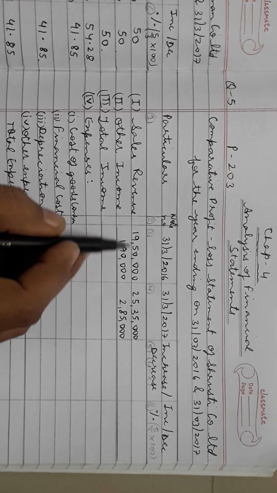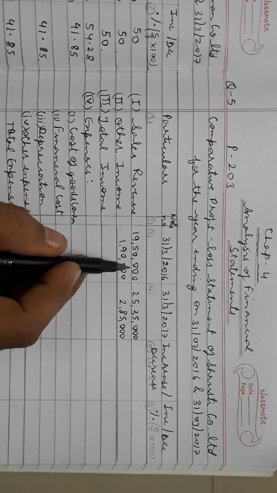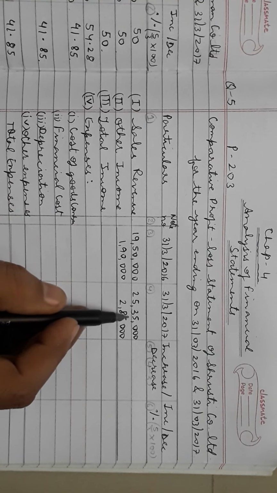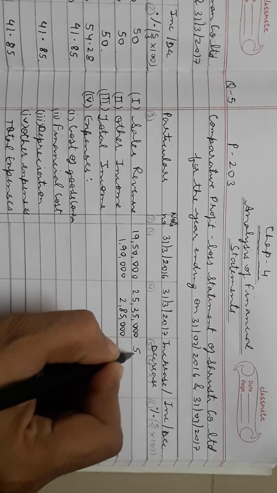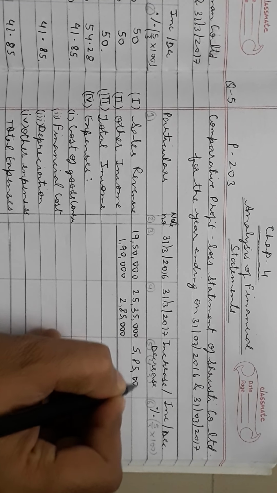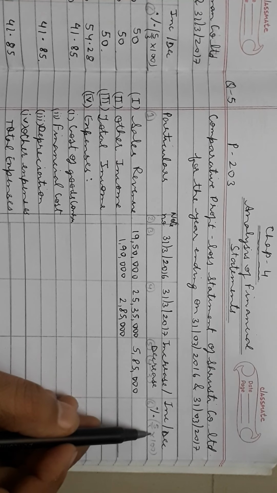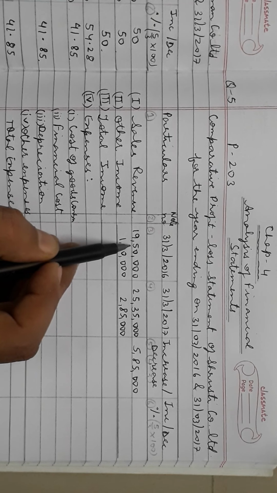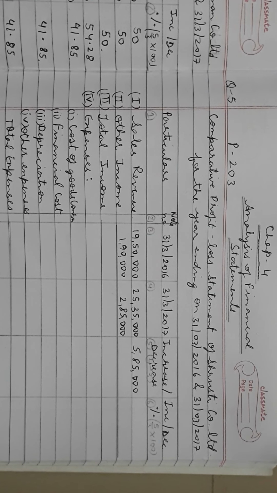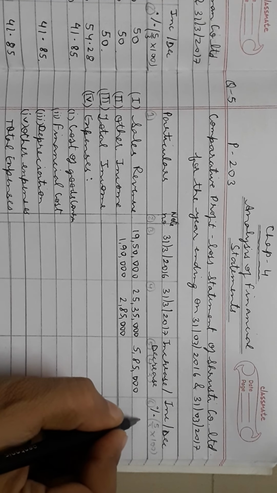Sales revenue is given 19,50,000 for the year 2016. For 2017 it is 25,35,000. So that means it has increased. So we will deduct 25,35,000 minus 19,50,000. So it is 5,85,000. Increase decrease percentage, that is 5,85,000 divided by 19,50,000 into 100. We have got 30%.